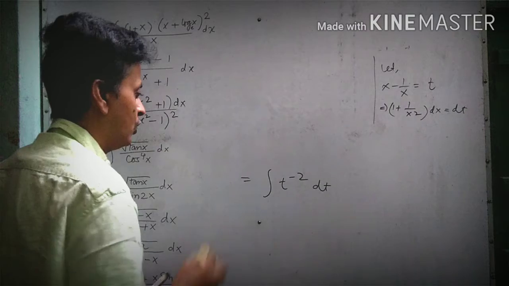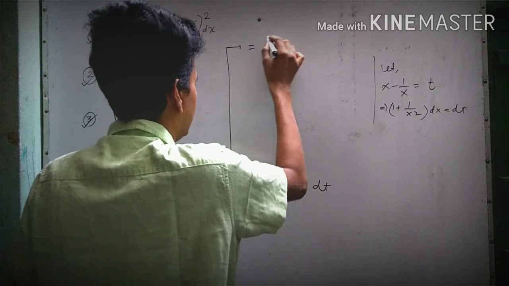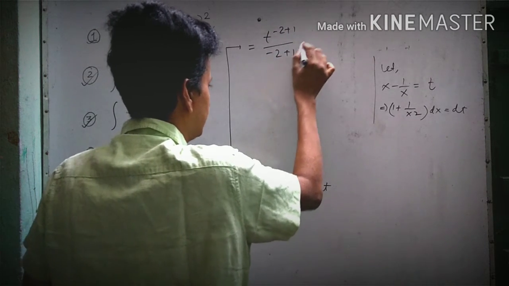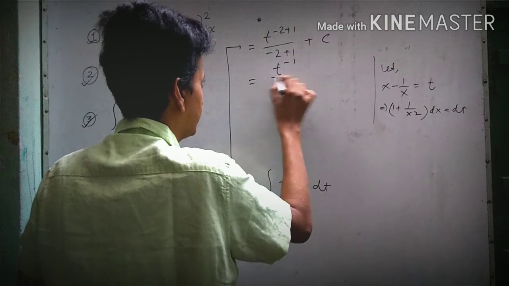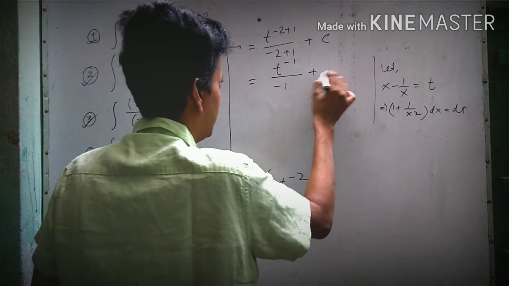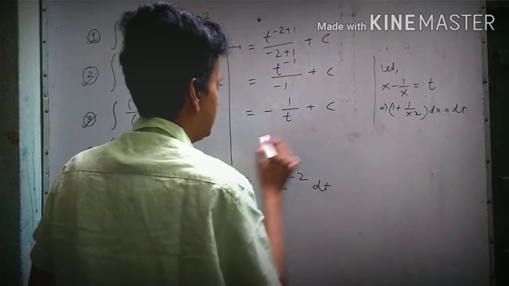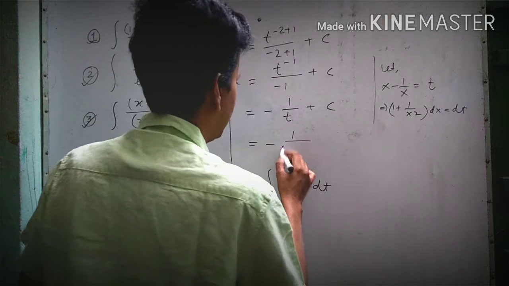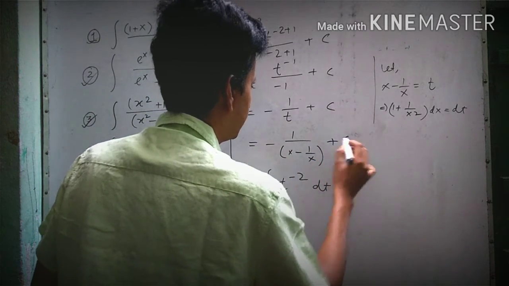Now you all know that integration of t to the power minus 2 is t to the power (minus 2 plus 1) by (minus 2 plus 1) plus c, that is t to the power minus 1 by minus 1 plus c, that is minus of 1 by t plus c, that is minus of 1 by (x minus 1 by x) plus c.